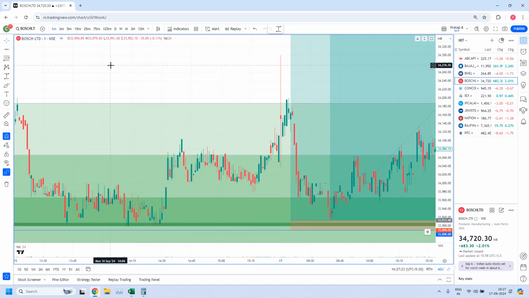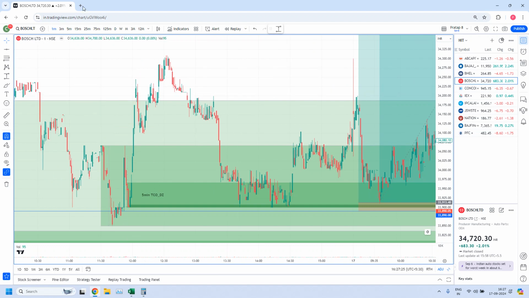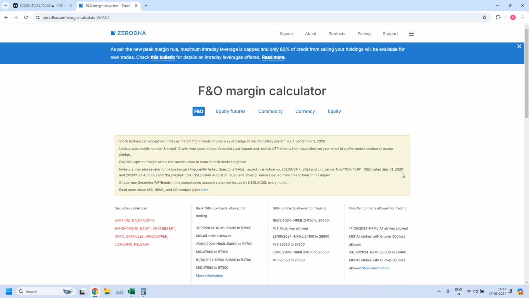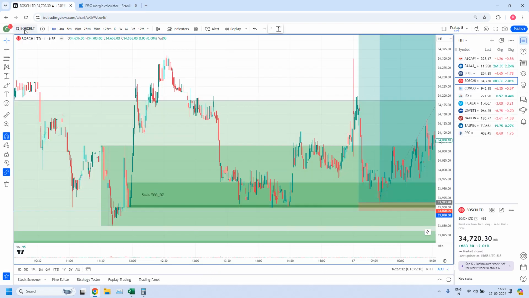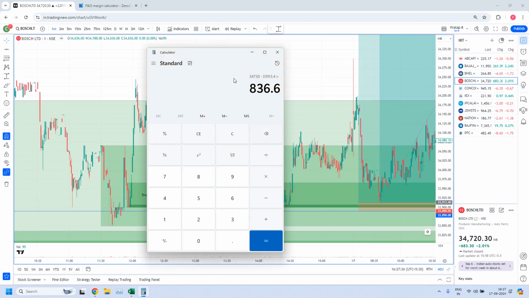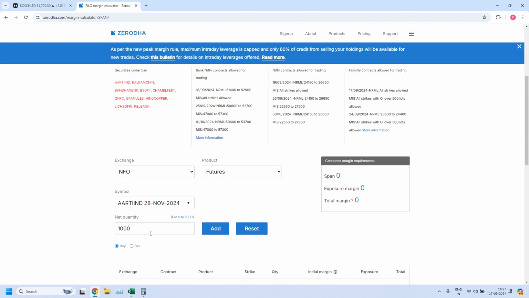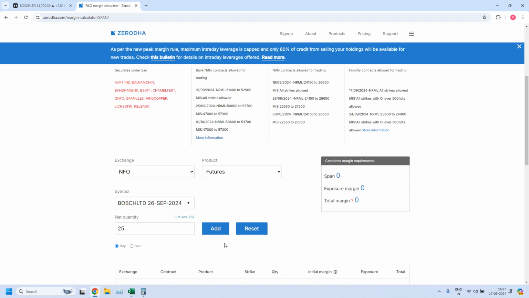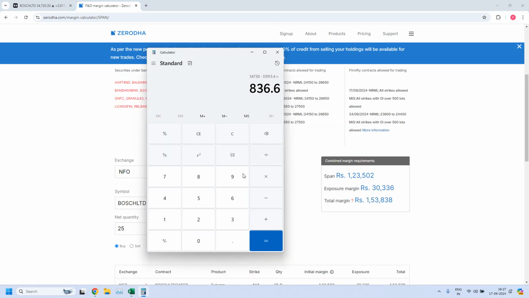836 rupees profit it has given for each share. So let me open the zero margin calculator. So this is Bosch. 25 stocks into 25. So it has given 20,915 rupees maximum profit.